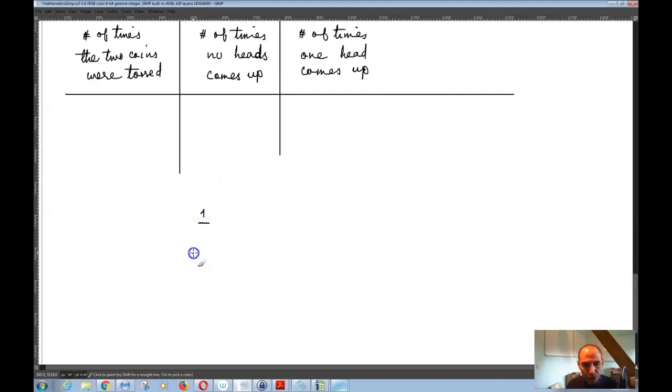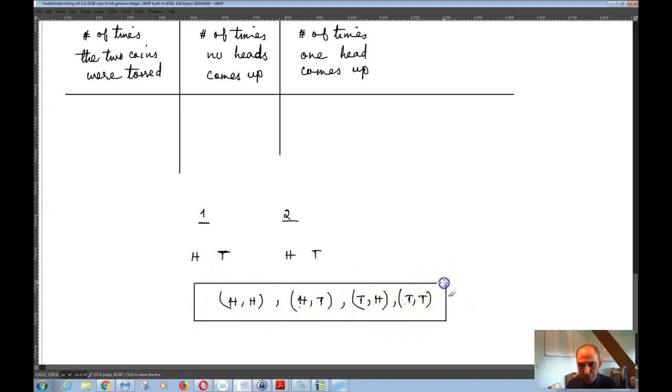Meaning that on the first coin again, you could have a head or a tail. On the second coin you could have a head or a tail, and then you could have all of these different combinations of these two. For example, a head with a head, a head with a tail, where basically the first observation is related to coin one and the second observation is related to coin two, and then a tail with a head, and a tail with a tail. So you could have all of these four combinations of the two.